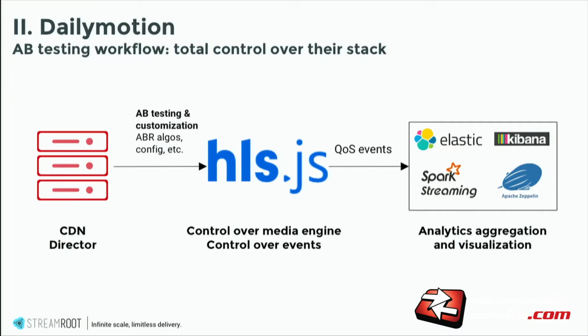Before taking a look at the actual results of this, let's look at their workflow a little bit. Dailymotion was, and is, in a great position to do A/B testing because they are in control of their entire stack. On the encoding and distribution side, they have an extremely responsive server-side module that can inject different versions of their player depending on any number of conditions.